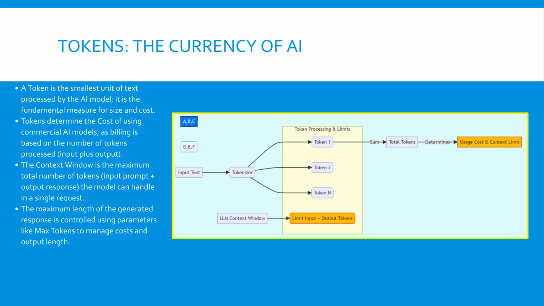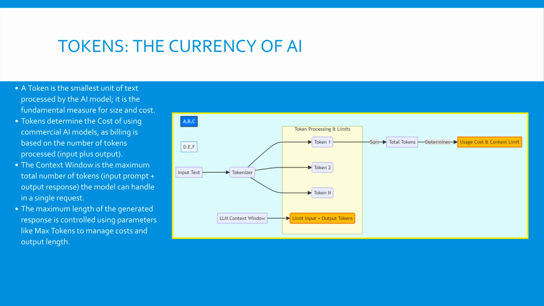The context window is the maximum size for the entire interaction, both the prompt you send and the reply you get. Developers need to manage this to ensure the AI has enough information without exceeding its memory limit. Spring AI allows you to control this explicitly using options to limit input and output tokens, helping you keep costs predictable and performance optimal.